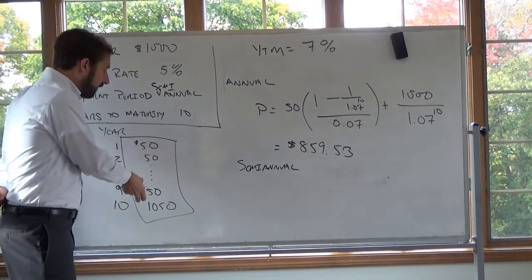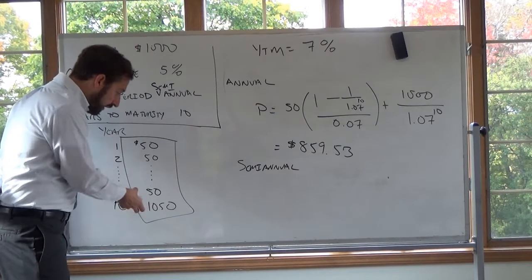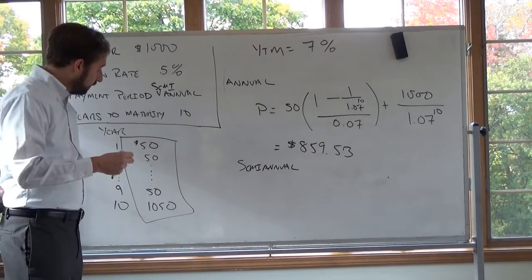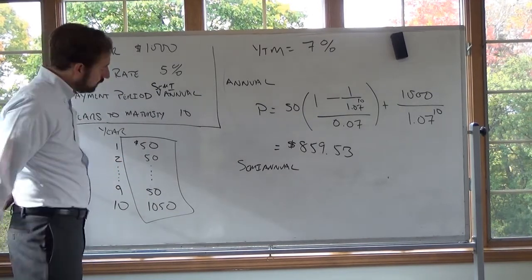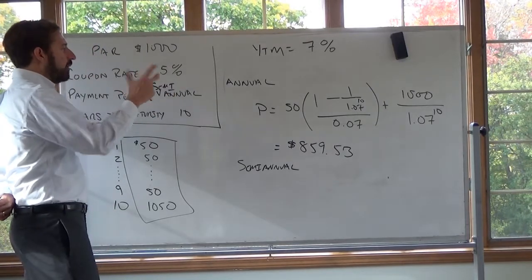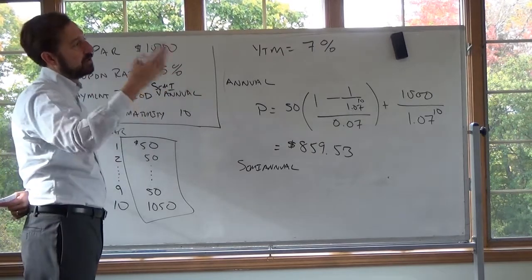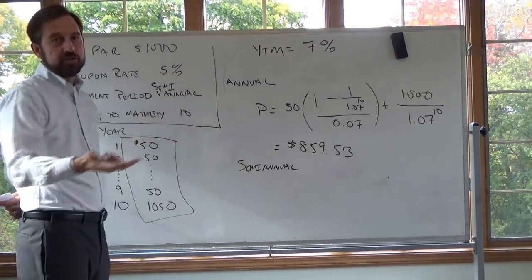So it's going to pay $25 for the first 19 periods, and then in the 20th period, it's going to pay $1,025. Right? This is pretty easy to do in your head. Well, it's just 5% divided by 2, which is 2.5, so every 6 months it's $25.